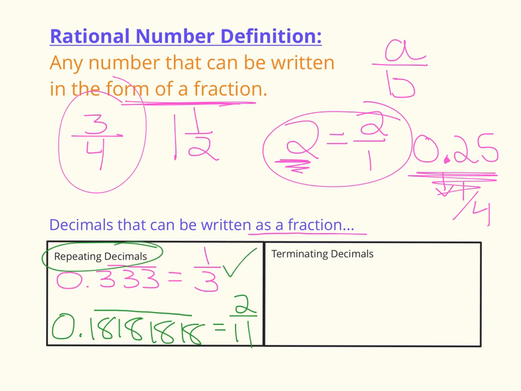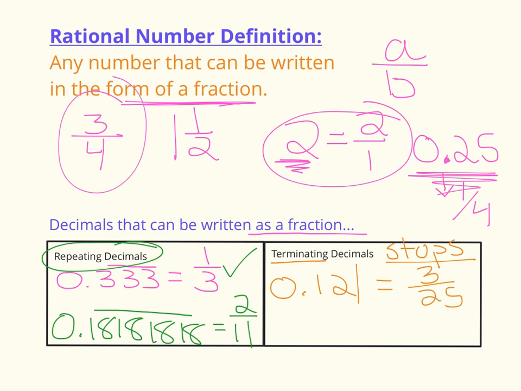The other type of decimal that can always be written as a fraction is a terminating decimal. Terminating means the decimal stops at some point. So if you have 0.12, so there's only 2 decimal places, it stops. Because it stops, it can be written as a fraction. In this case, it's the fraction 3/25.